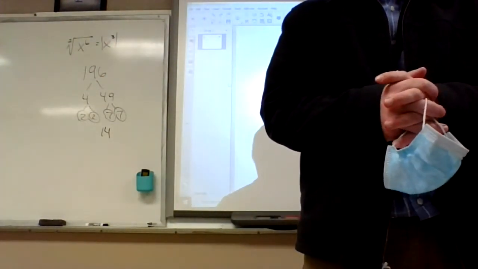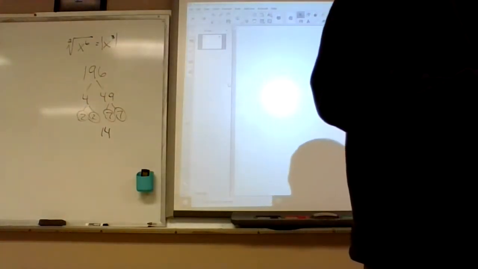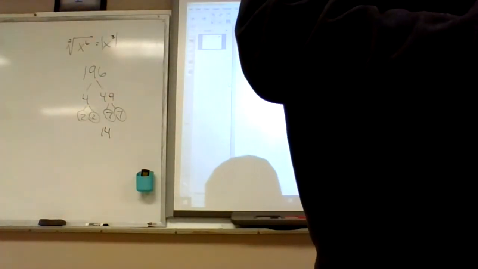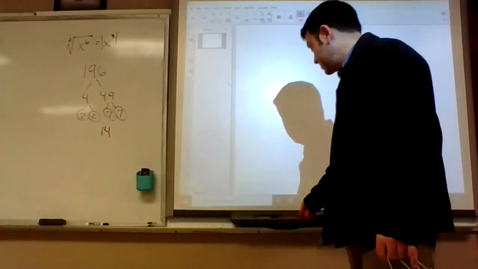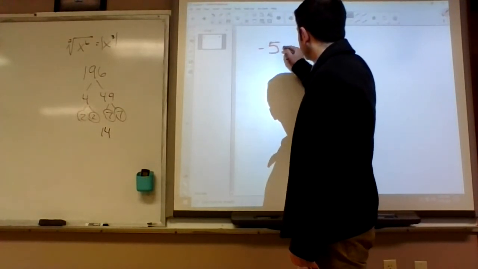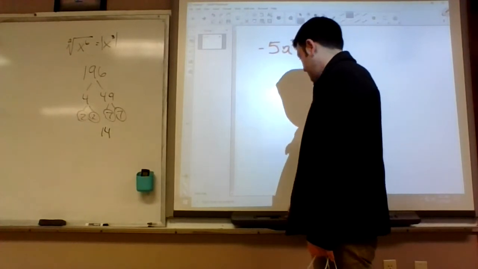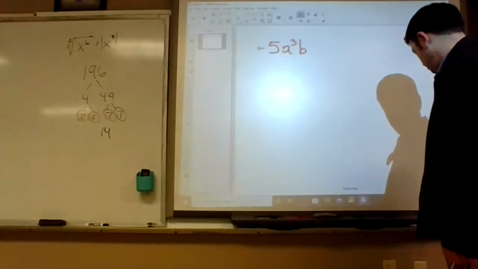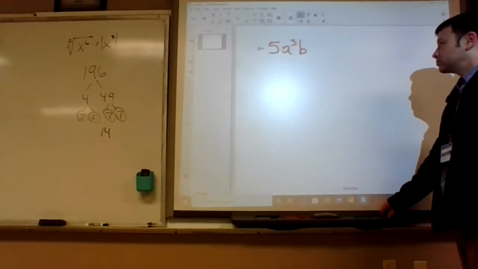So what is the square root of 25? 5. What's the square root of a to the 6th? A to the third. What's the square root of b squared? B. So what's the answer? Oh, is that it? Yeah. 5 a to the third b. We don't have to put the square. Oh wait, no, we just did that.